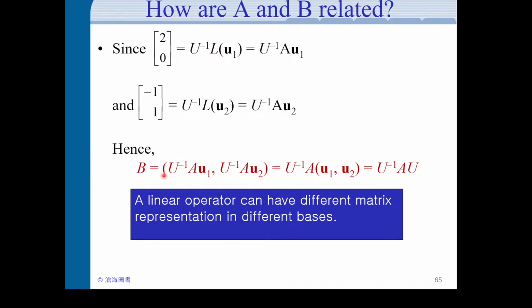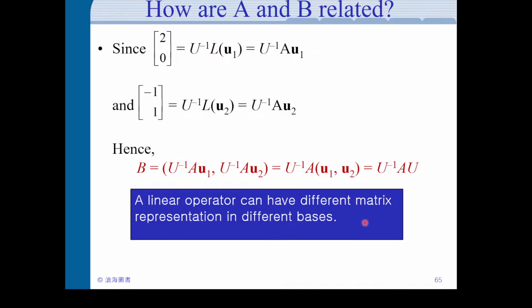You can think about this as block matrix multiplication, and you see that this is just U minus 1 times A times this two-column matrix U1, U2. And U1, U2 once again is just this U matrix. So the total matrix B is U minus 1 times A times U.